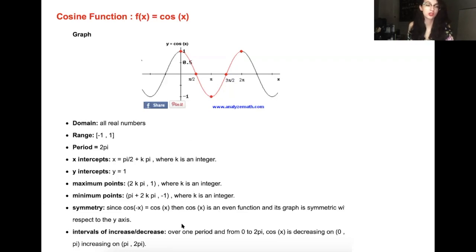Something else we should know is the symmetry of the cosine function. Cosine is an even function, so if I plug in some negative x into my argument, then we can just say that it's cosine of x that is the value. And so since cosine is even, its graph is symmetric with respect to the y-axis. So cosine and secant are the two even functions. We should keep that in mind because it will help us to graph things easier in the future.